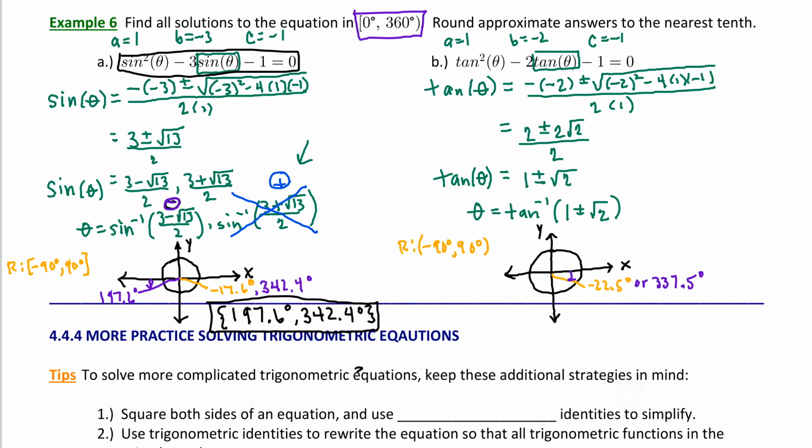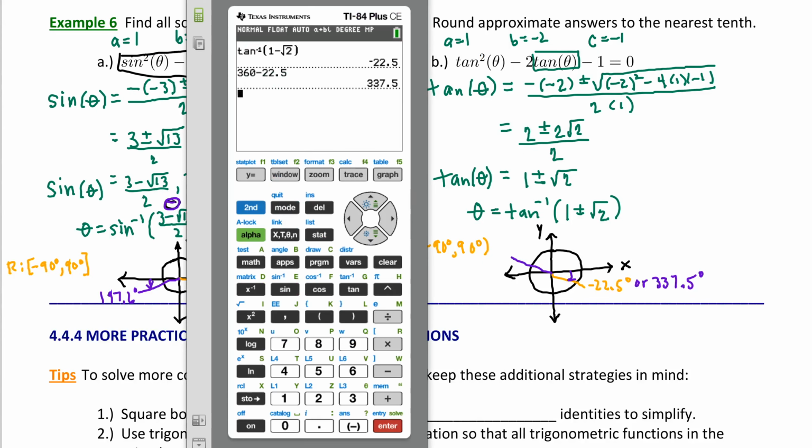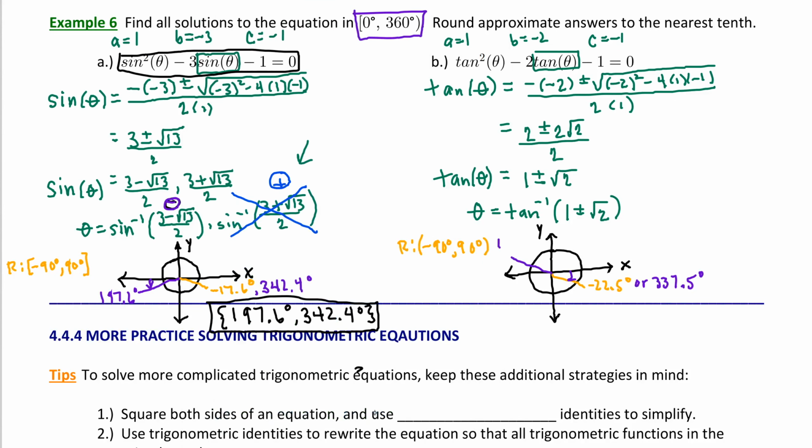Recall that tangent is also going to be negative in quadrant 2. 1 minus the square root of 2 is a negative number. You can also remember that solutions regarding tangent are always 180 degrees apart. So using 22.5 as the reference angle, if I take 180 minus 22.5, that gives me the solution in quadrant 2, which is 157.5 degrees. Those are the two solutions that take care of the minus part of the plus or minus.